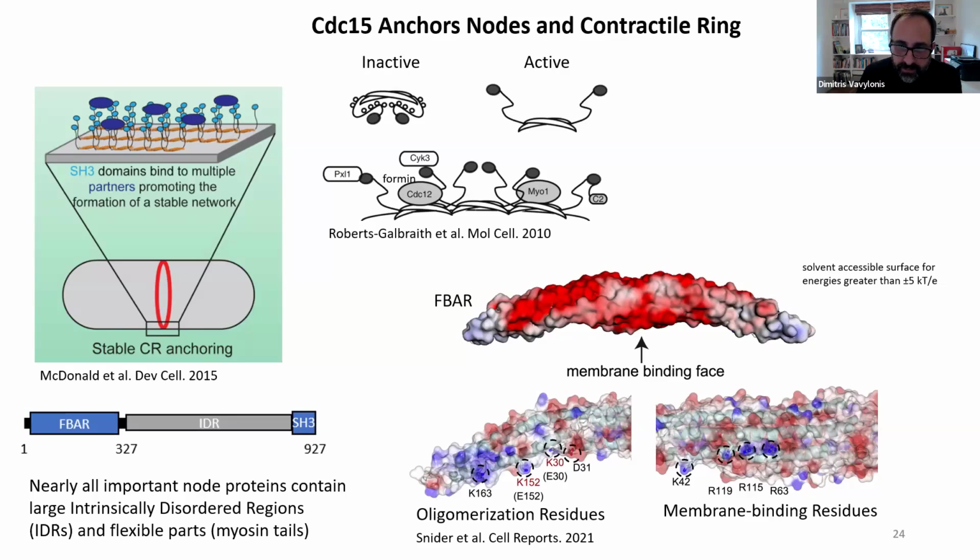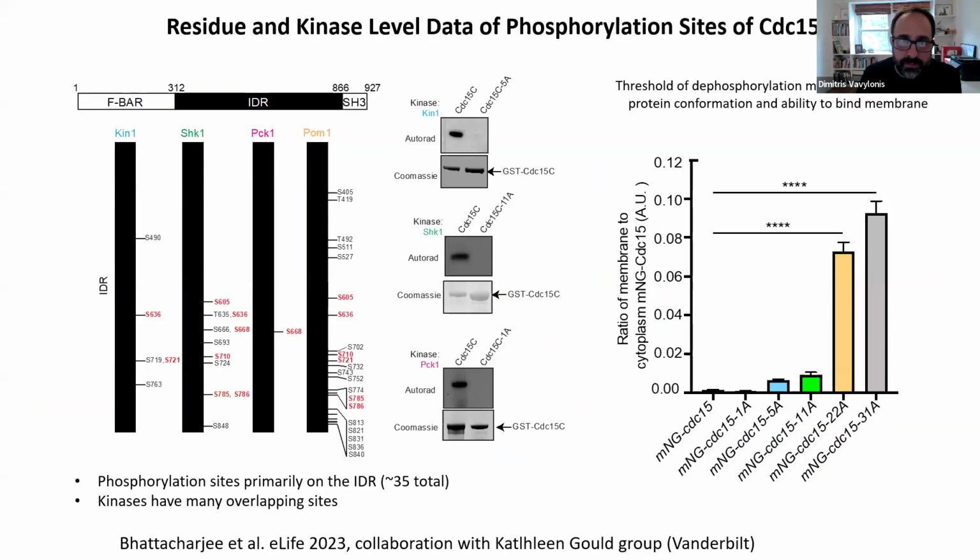So the Gould group, and Rahul Bhattacharjee in particular, did a long study to map out all the locations where this disordered region gets phosphorylated, or nearly all, by a combination of mass spec methods.